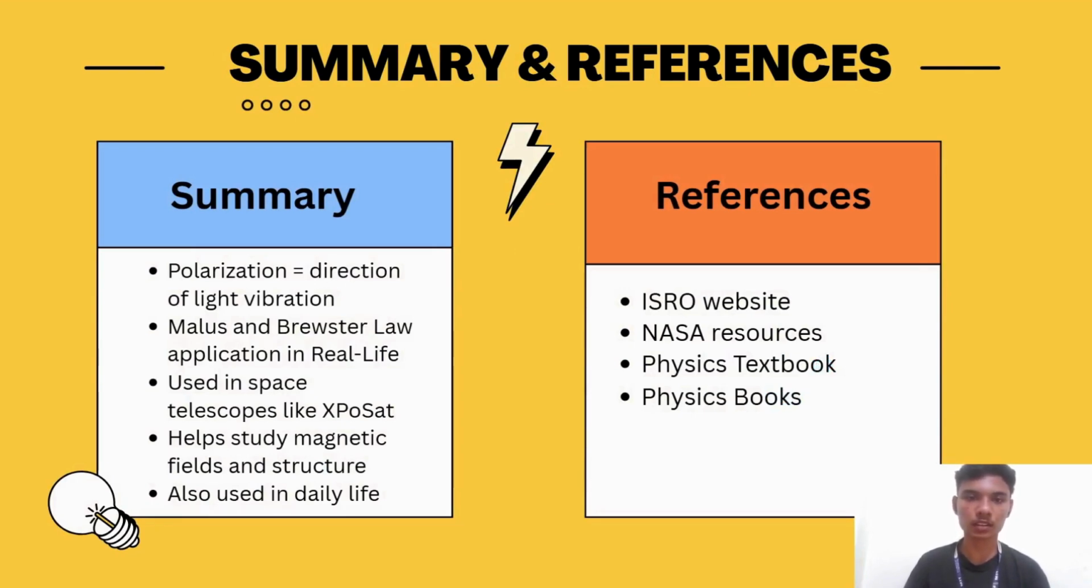Polarization of light is a phenomenon in which the vibrations of light waves are restricted to only one particular direction. We studied Malus's and Brewster's laws and their applications in real life. It is used in telescopes like XPoSat, which helps us study magnetic fields and structures. It is also used in daily life, like sunglasses, LCD screens, and more such applications.